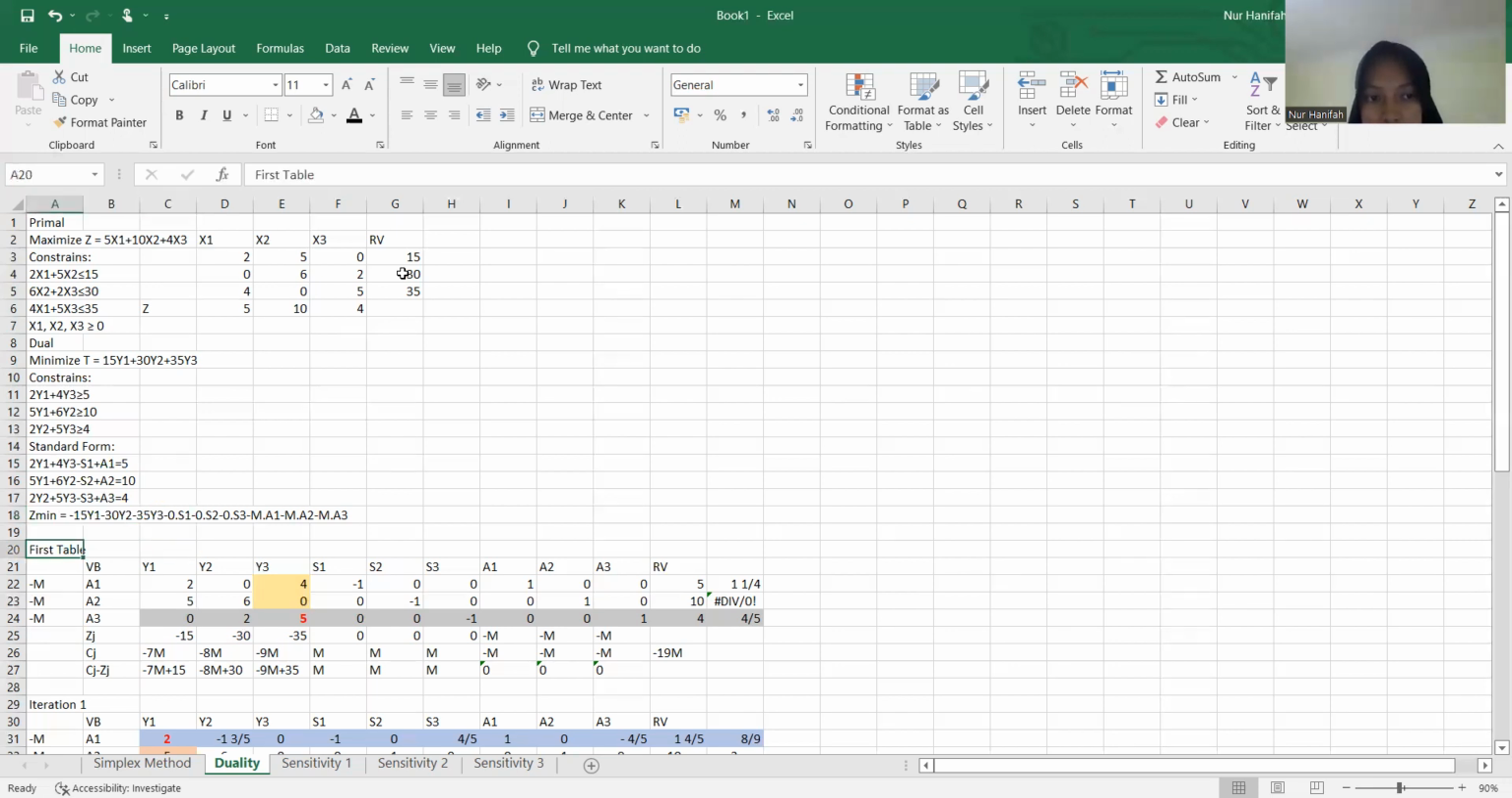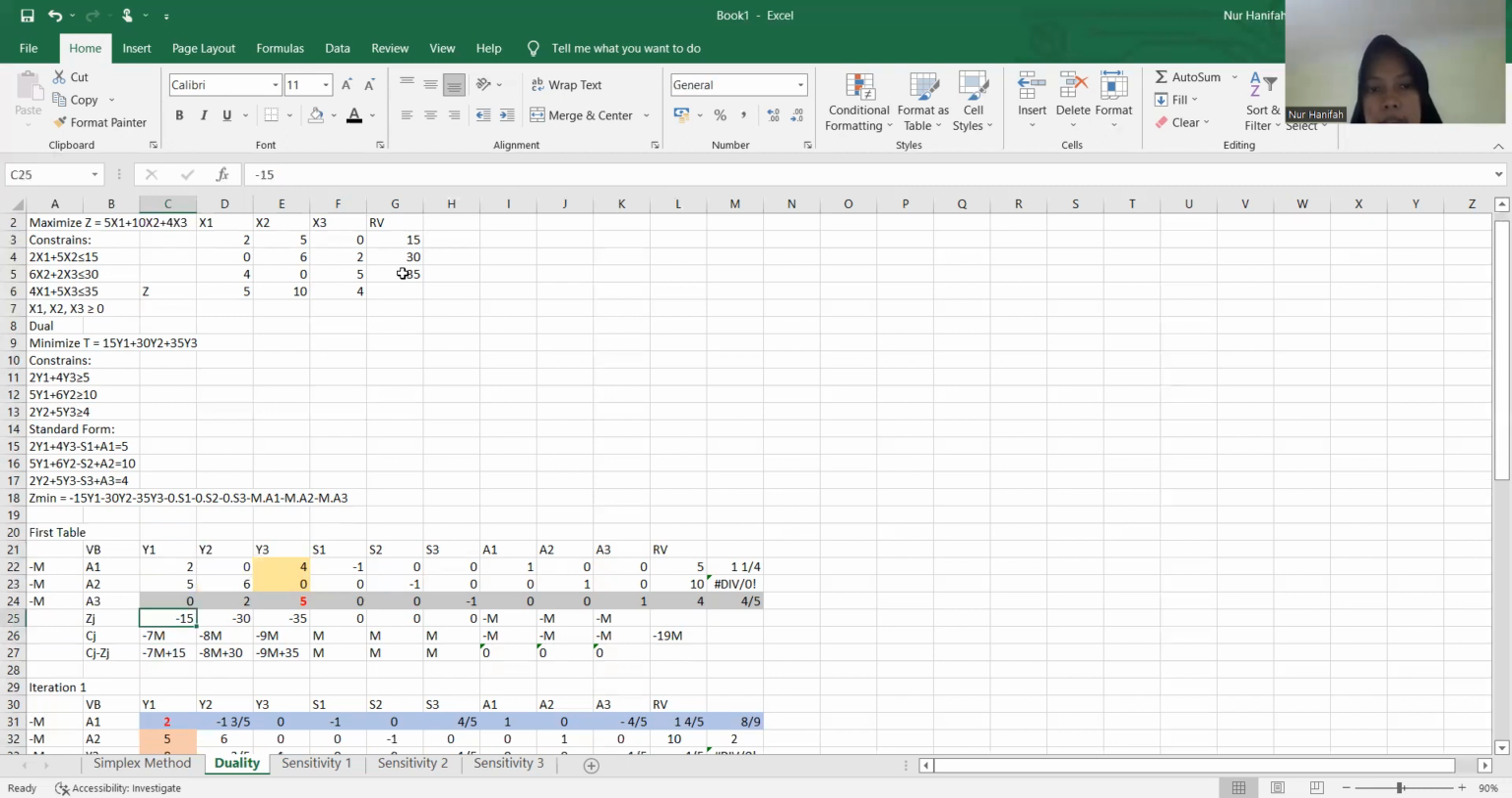This is the first table. We write the variables here and fill the cells with the coefficients. And because the identity matrix is formed from the artificial variables, A1, A2, A3 become the basic variables. The coefficient of the artificial variable is equal to negative M. Negative M, also negative M. Now we put the Zj here and Cj.